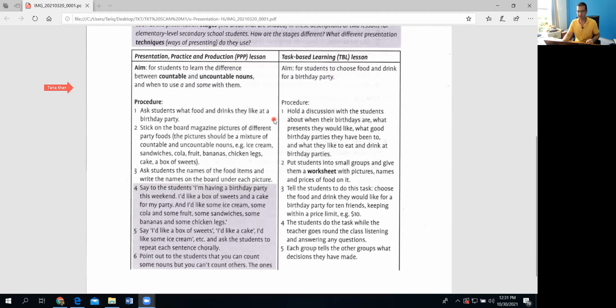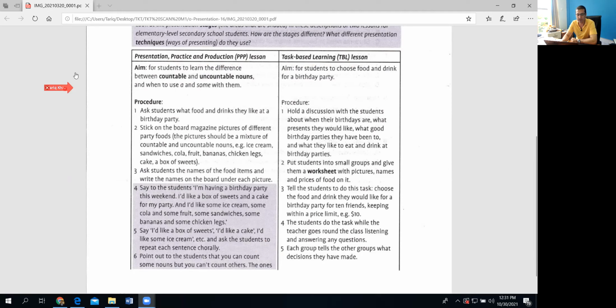Right, key concept. Now here, there are two methods they have put: one is the PPP method, the other is the TBL method. We talked about it in the previous lesson, what these methods are. Now we will see, when the teacher is adopting that method while teaching, what steps she follows. The first one on the left side is the presentation, practice, and production lesson, and the other side is the task-based learning lesson, TBL and PPP.